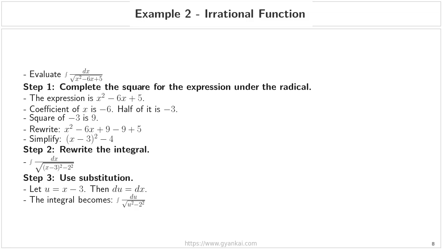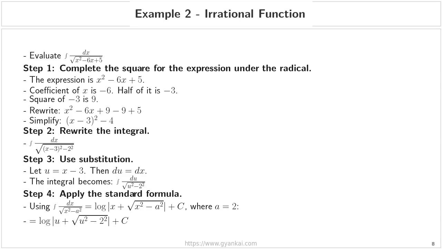Step 3, use substitution. Next, we'll use a simple substitution to simplify the integral further. Let's set u equal to x minus 3. This means that the differential du is equal to dx. Substituting these into the integral, we get the integral of 1 over the square root of u squared minus 2 squared, with respect to u. Notice how this now looks much more like the standard integrals we discussed earlier.